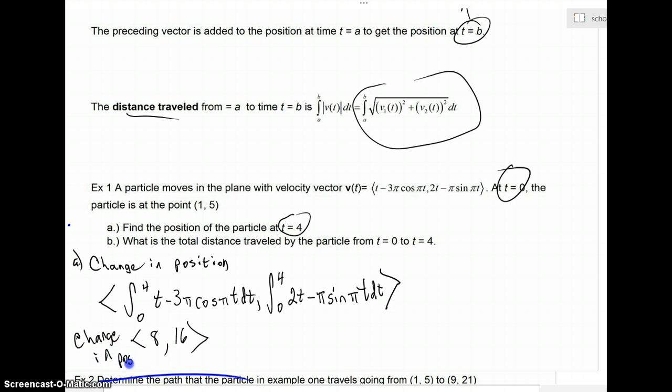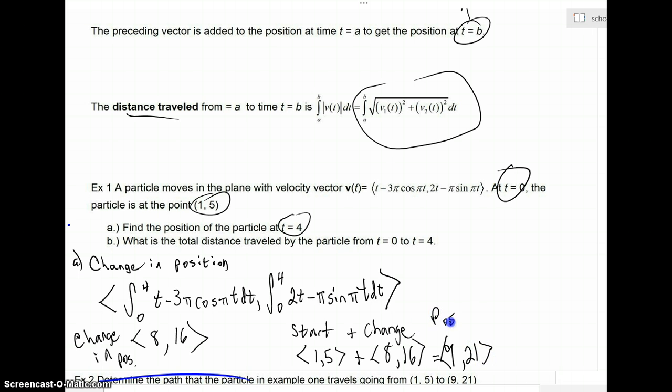This is your displacement. To answer part A, however, we need to take where we are starting plus the change. So you can see very quickly that we're actually going to have a start at (1, 5). And you can even write that in terms of a vector, (1, 5) as so. We'll say the change is going to be (8, 16). Add that up. 1 plus 8 is 9. 5 plus 16 is 21. So this right here is our position at t equals 4.